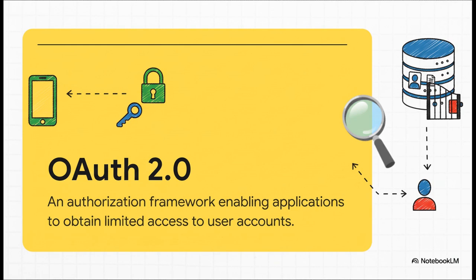Now, let's be super clear. OAuth is an authorization framework. It's not about proving who you are. That was JWT's job. It's about proving what you're allowed to do. It's the system that allows an app to access resources on your behalf without ever needing your password. It's all about delegated access.